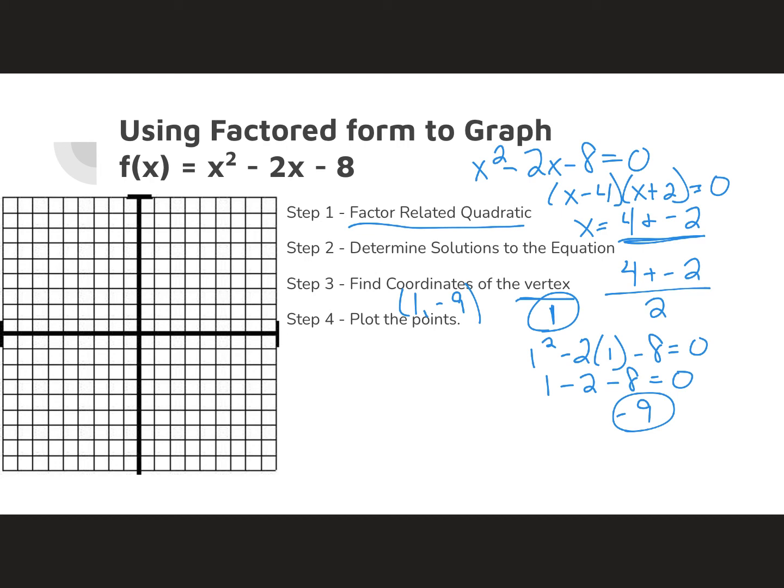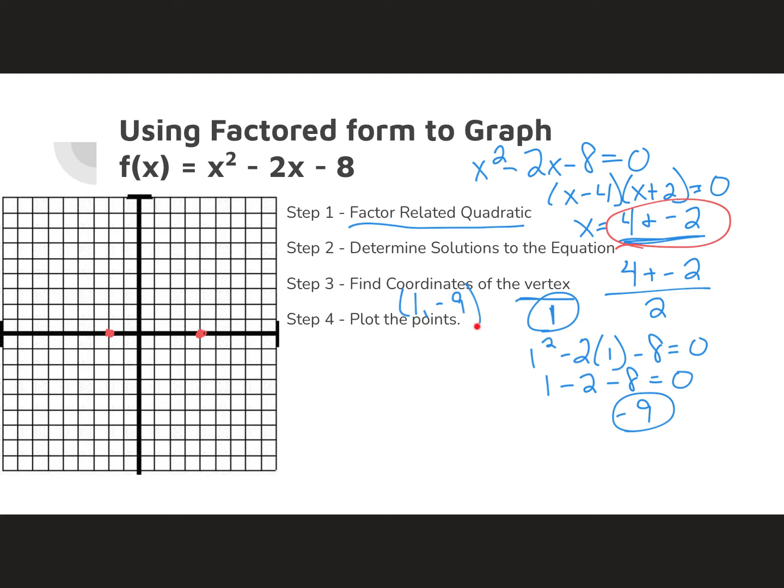Then all I'm going to do is plot those points. I'm going to do this in red. My zeros are simply on my x-axis. I have 4, so I'm going to count over from my center: 1, 2, 3, 4, and put my dot there. My other dot is at negative 2, so I simply go left 2. You can see that the halfway point is right here on 1, which is where I said it would be.